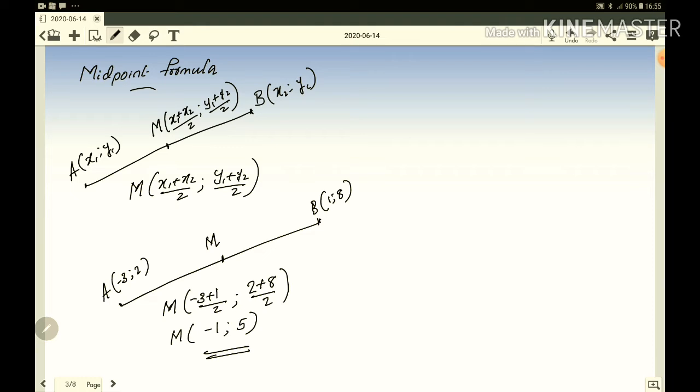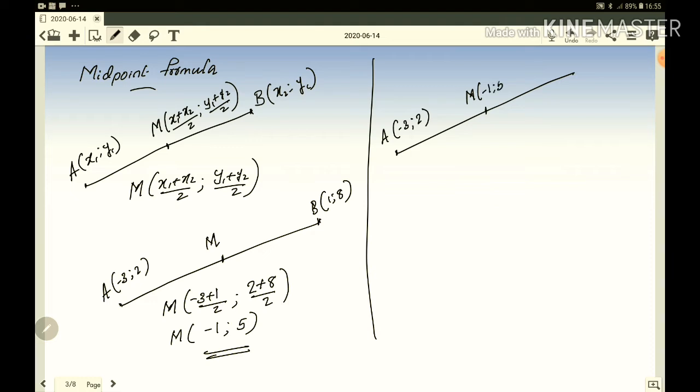Then another type of question that can come from the midpoint section is when one of the end points, either A or B, and the midpoint are given. Find the other point. I will show you that one, using the same example. A is -3, 2. Then the midpoint is given as -1, 5. You have to find the coordinates of B.